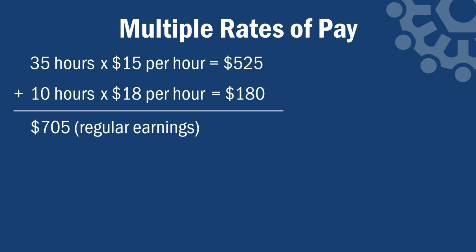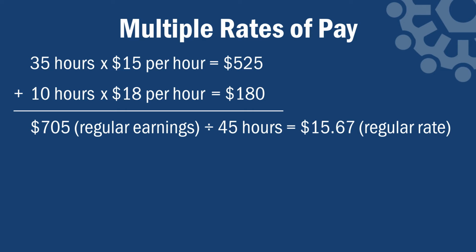If we divide the regular earnings by the total hours worked, it gives us the regular rate of pay. 705 divided by 45 gives us $15.67 per hour as the regular rate of pay. This is used in determining weighted average overtime compensation. As this is the regular rate of pay, we can simply divide the rate in half to determine the additional value to reach the applicable overtime compensation.